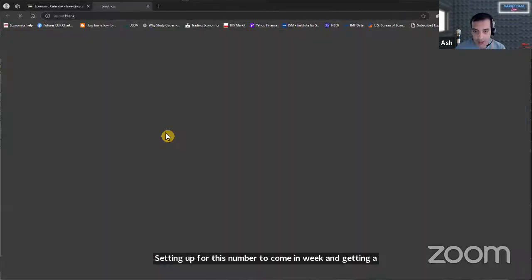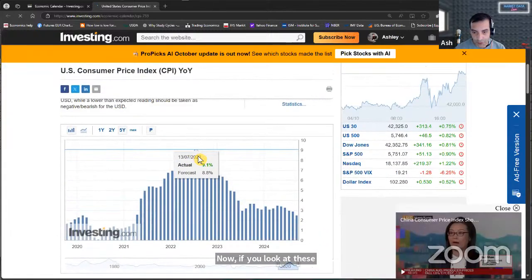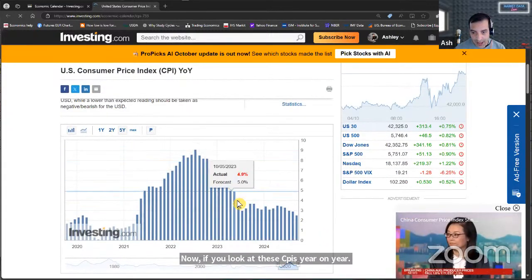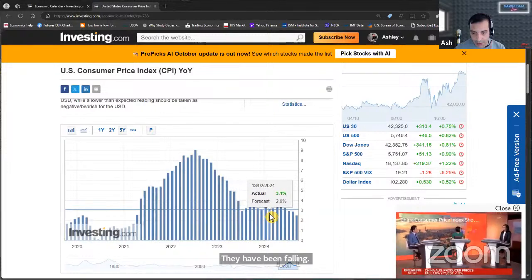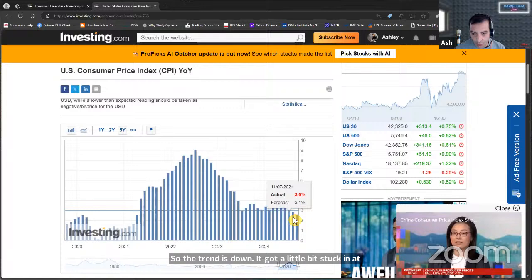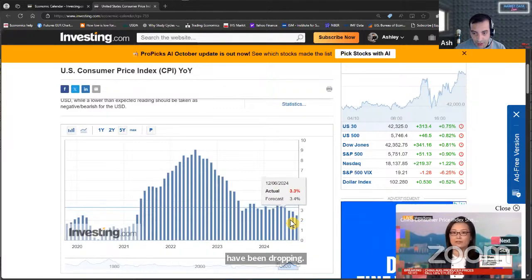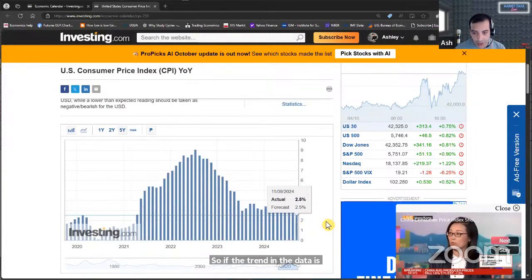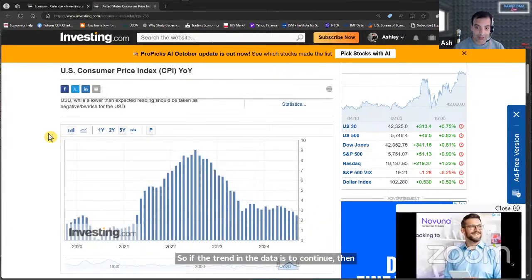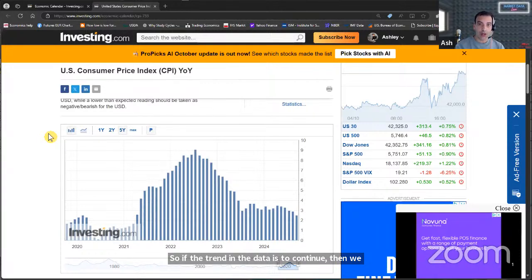Now, if you look at these CPIs year on year, they have been falling, so the trend is down. It got a little bit stuck at the start of the year, but look at it recently, these have been dropping. If the trend in the data continues, then we would be expecting another drop in inflation, and that would probably drive the dollar lower, which is in line with our seasonal. So we can quite happily trade that.